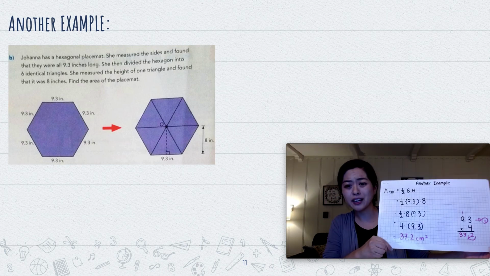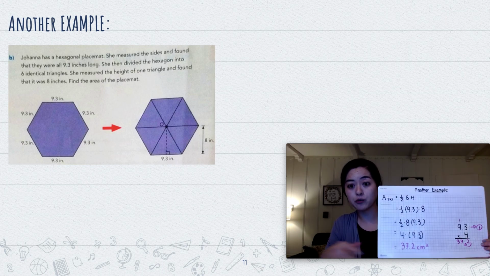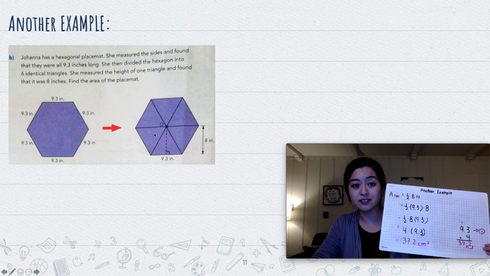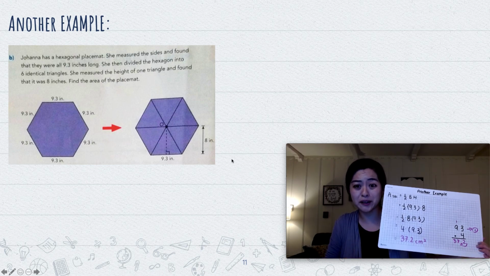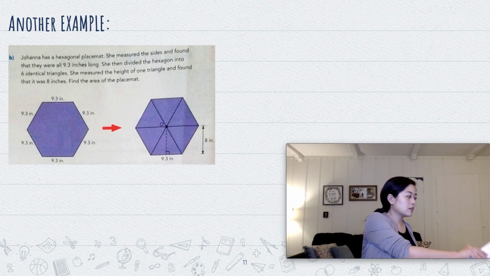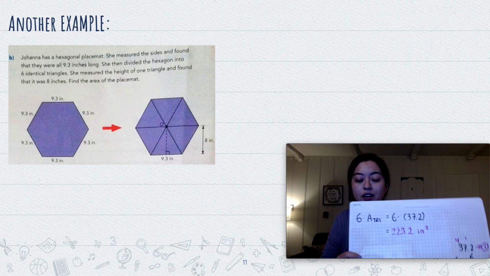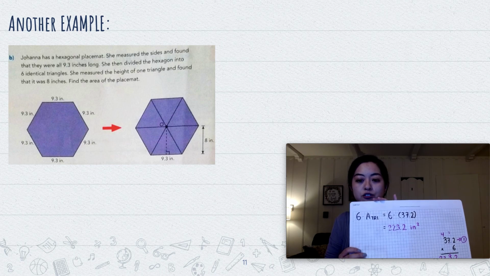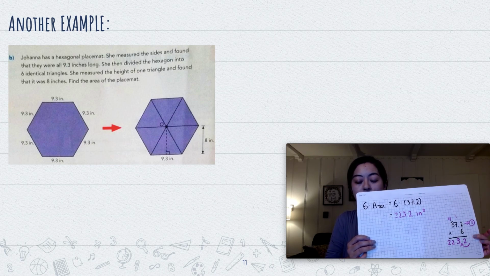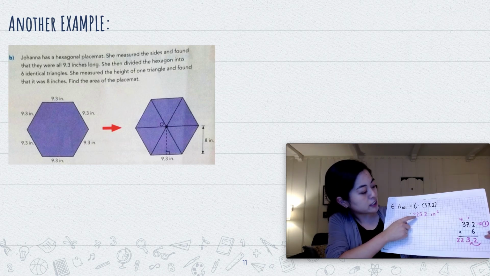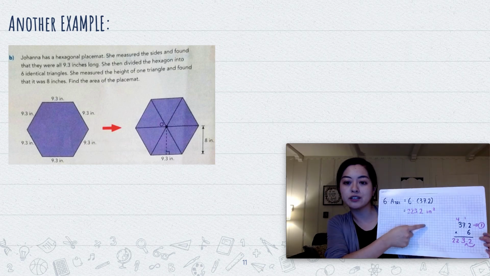But we're not just measuring the area of one triangle. We want to measure the area of 1, 2, 3, 4, 5, 6 total of these triangles that make a hexagon. So, what do we need to do? We need to do 6 times the area of the triangle that we found. So 6 times 37.2. And I did the work over here. And that turns out to be 223.2 square inches.